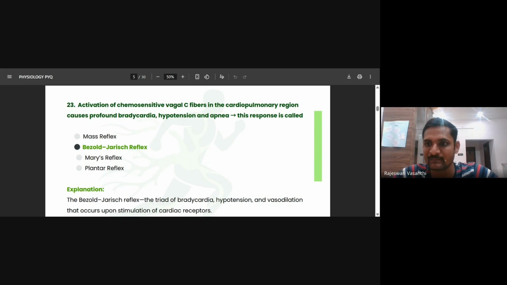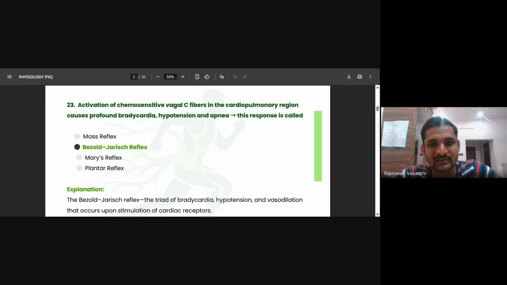What is Mars reflex? Whenever an experimental animal is stimulated at a particular point, especially in the back, it undergoes multiple reflexes: withdrawal reflex, defecation reflex, mass movement reflex. This group of reflexes occurring due to a nociceptive stimulus is called Mars reflex. Next we have Marey's reflex. This we already discussed during regulation of blood pressure. Last, the choice left is Besold-Jarisch reflex.